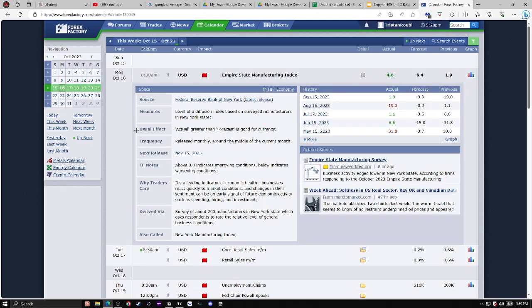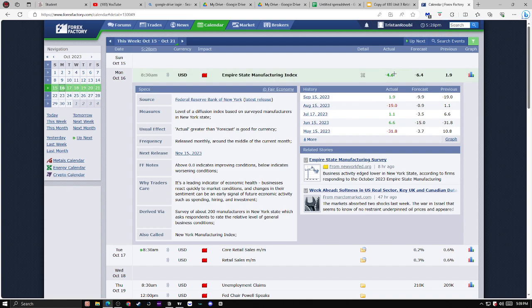And if you drop down, you can see the usual effect. If the actual price is greater than forecast, let's say it was 7, that is good for currency. If it's good for currency, that means DXY goes up. That means SPX goes down.